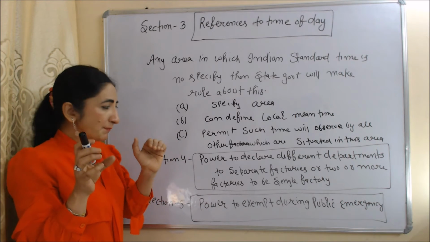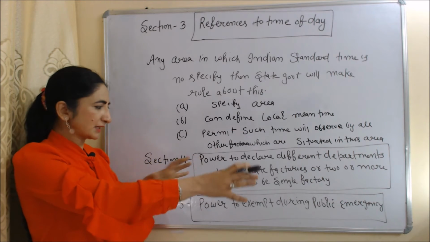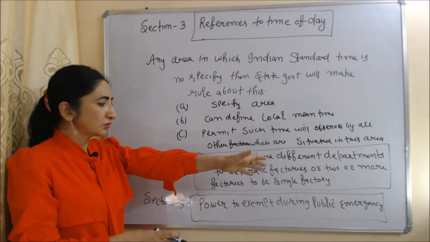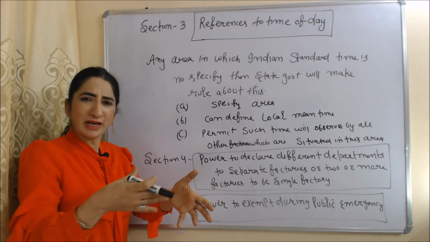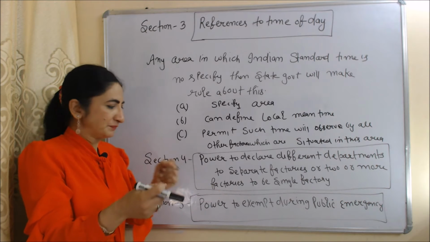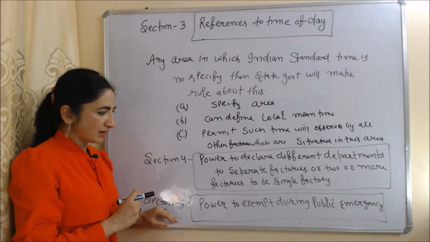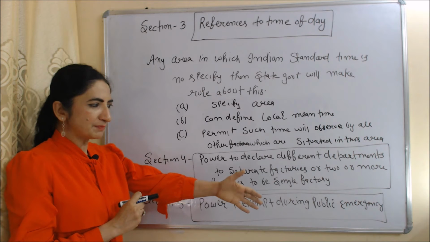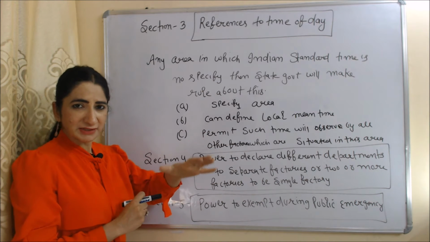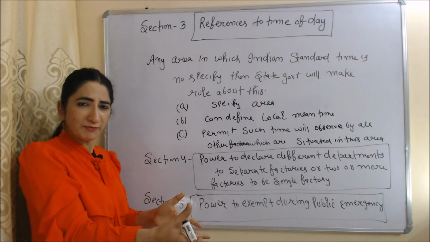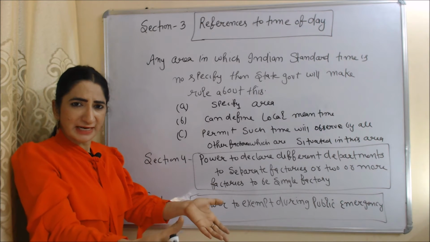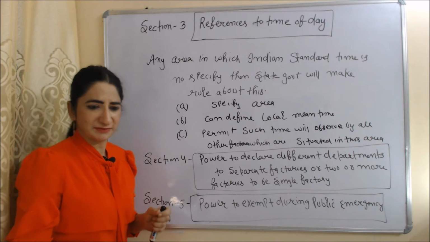State government has the power to declare different departments to be a separate factory, or two or more factories to be a single factory, on its own or on application by the occupier. Next is section 5, power to exempt during public emergency. State government has the power to exempt any factory from following any provision of this act during a public emergency.